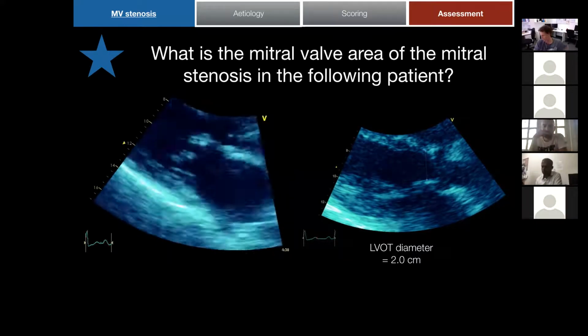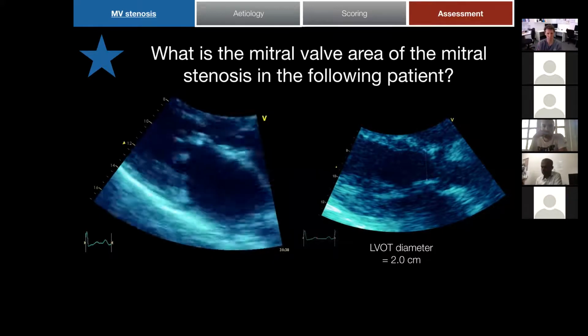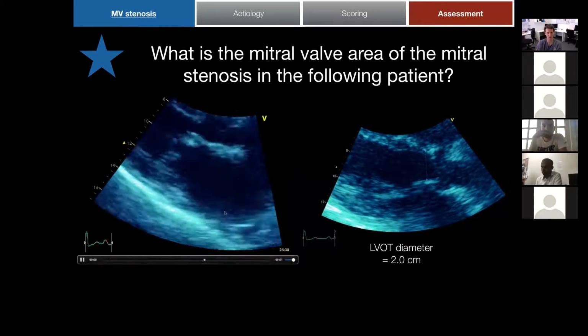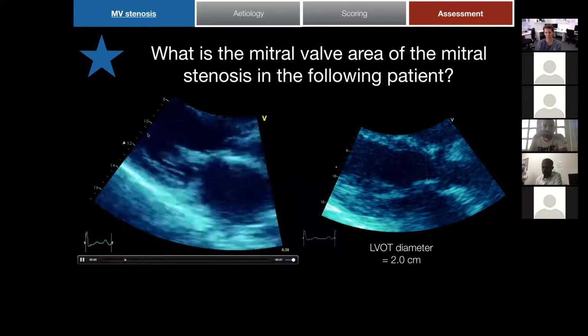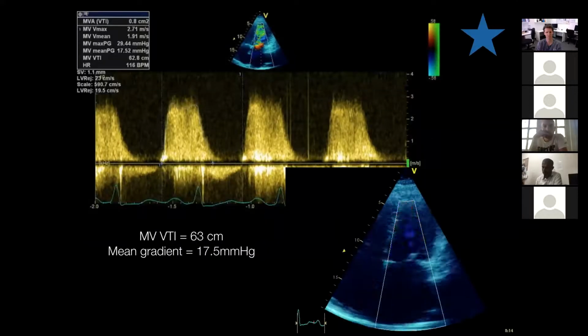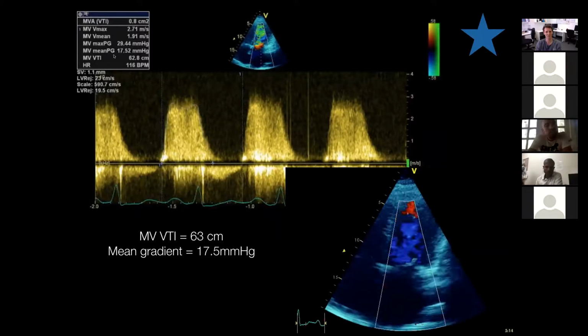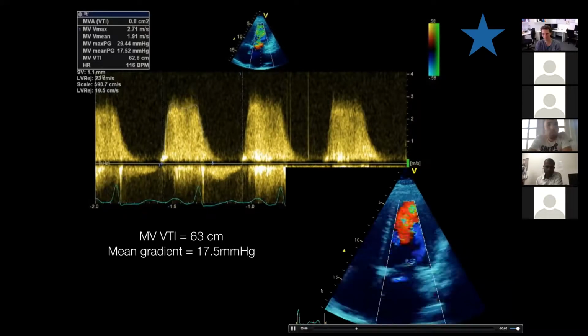So we've got an LVOT VTI of 2. Got the hockey stick appearance, big left atrium, thickened valve leaflet tips, thickened chordae. I've got a pretty dodgy trace here for a mean gradient. So I've got a mean gradient of 17 and a VTI of 63. And we'll see if I've got the right number on that. That's kind of a giveaway, isn't it?